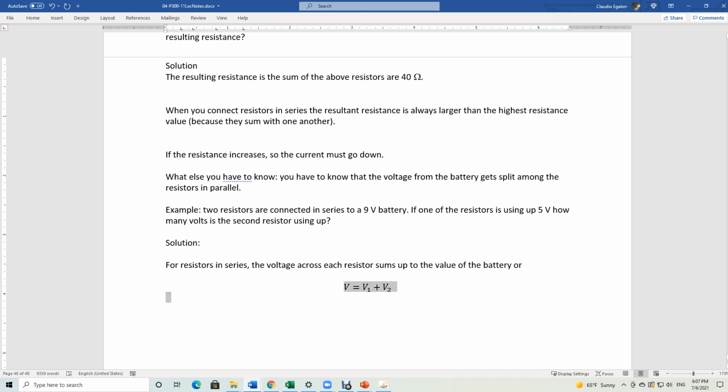The voltage provided by the battery is 9 volts. And we know that one of the resistors uses up 5 volts. How many volts does the second resistor use? It's 4 volts. It's just the complement of the other. V2 is going to be equal to 9 volts minus 5 volts, which is 4 volts.